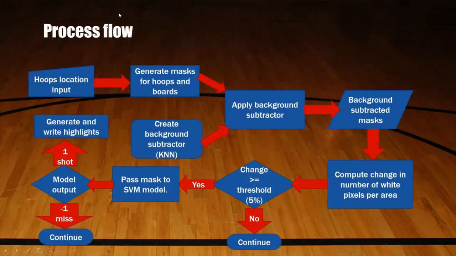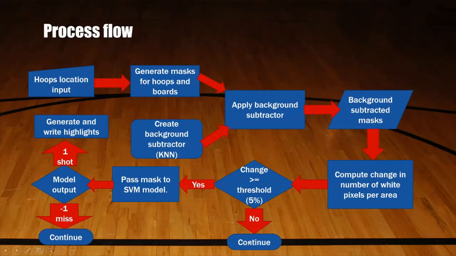So the process flow: you give the hoops location as input. You generate masks for hoops and boards. You create a background subtractor and apply it on those masks. You get background subtracted masks. You compute the change in number of white pixels per area between subsequent processed frames. You check whether that change is greater than or equal to the threshold.